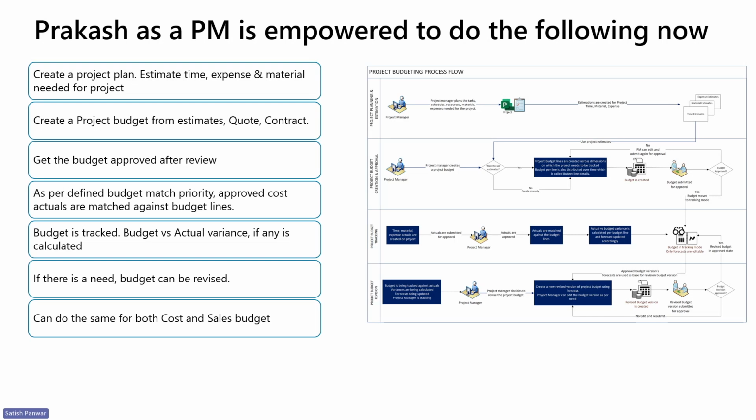And you could see Prakash was empowered to create a project plan and also estimate the same, and create budgets from estimates, create budgets from quote, contract, or even estimates as well, and get the project budget approved. At the same time, define the budget match priorities, track the budget against actuals, and if there is a need for budget revision, he could do that. And they could do this for both cost and sales budget lines.